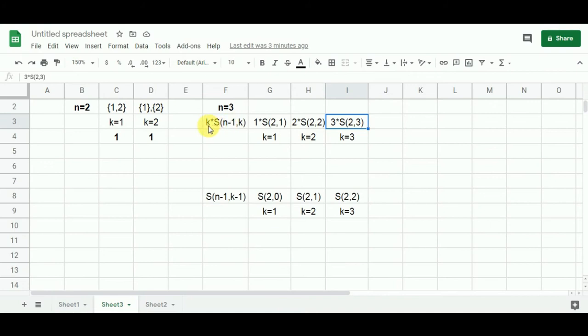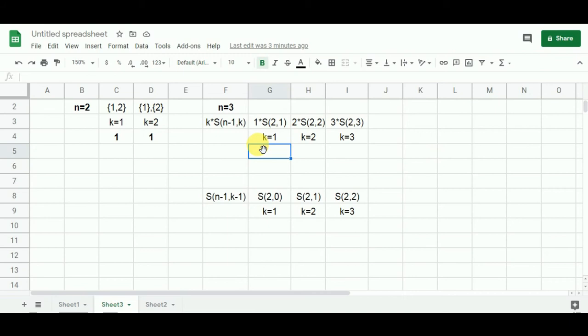So I have done nothing. I have replaced k by this value, and n was 3, so n minus 1 is obviously going to come out as 2. And similarly I have done here. So n minus 1 is going to be 2. As you can see, it is k minus 1. So for k equals 1, we are going to get 0 over here, and similarly here we'll get 1, and here we'll get 2. Now let's start determining their values.